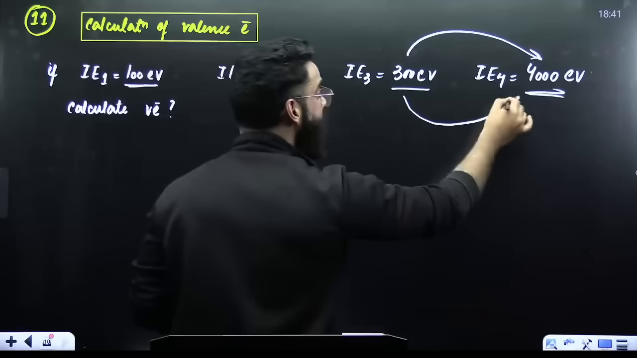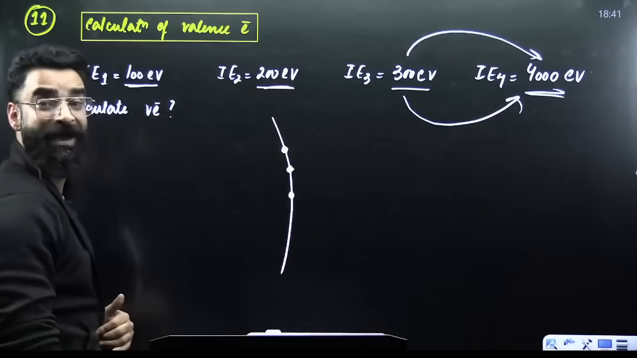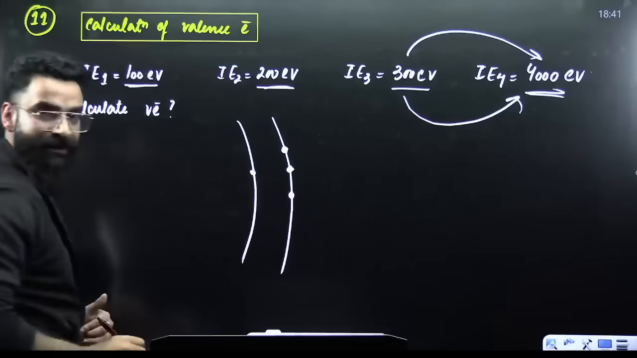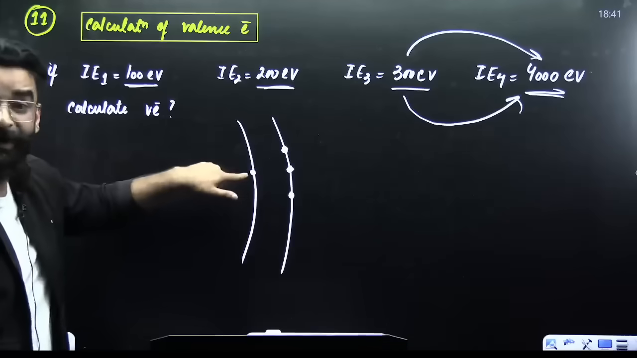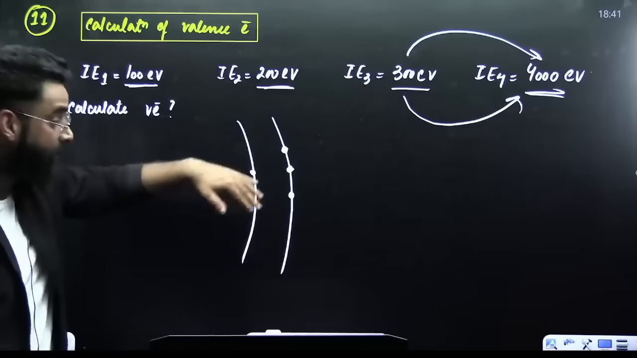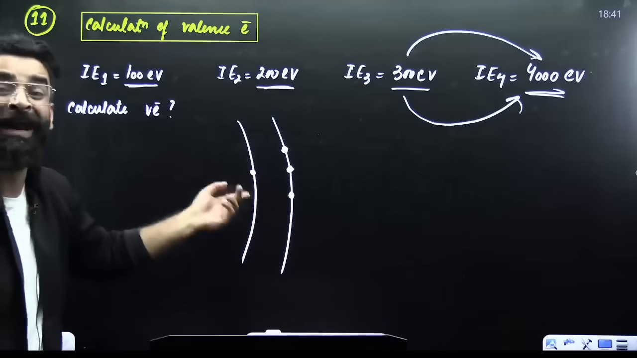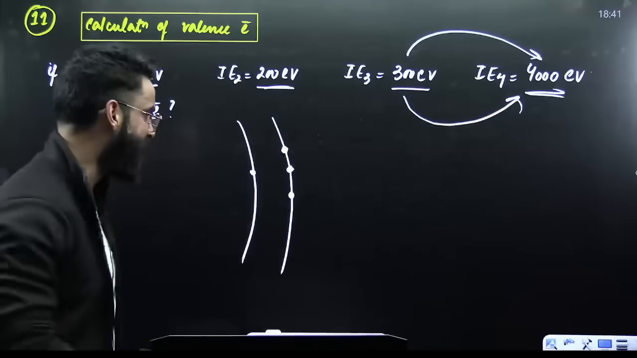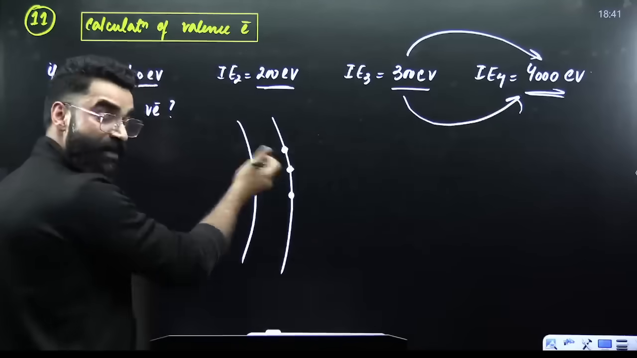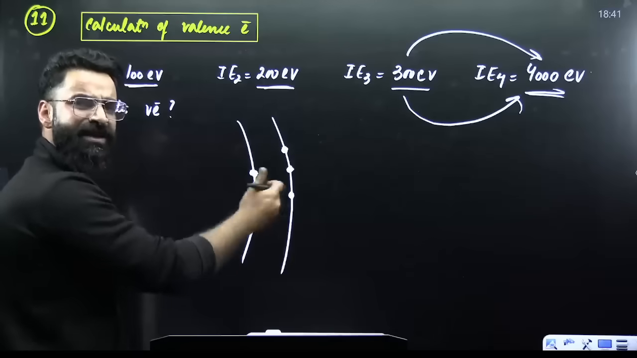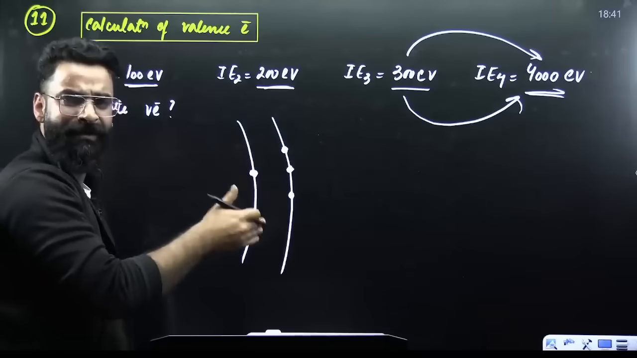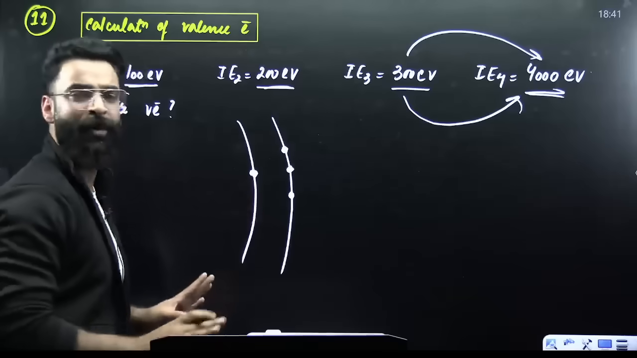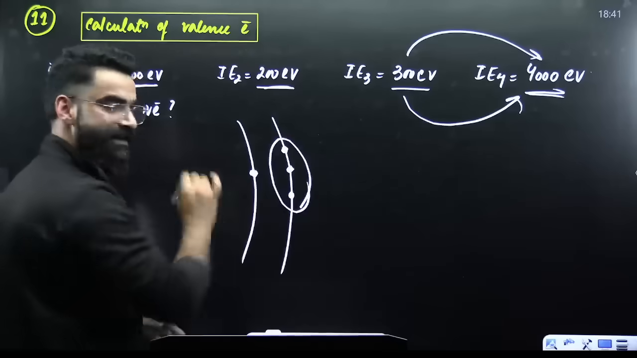Do you see the huge jump here? That means the fourth electron would be present in the penultimate shell. The closer the electron is to the nucleus, the more energy is required to remove it. That's why the jump here is huge. So technically, the fourth electron has to be taken not from the valence shell, but from one shell before the valence shell, called the penultimate shell. So if they ask how many valence electrons there are, as you can see, there are 3 valence electrons.